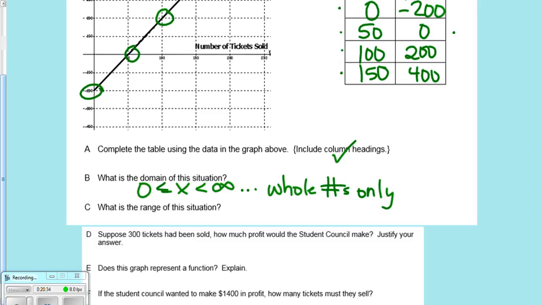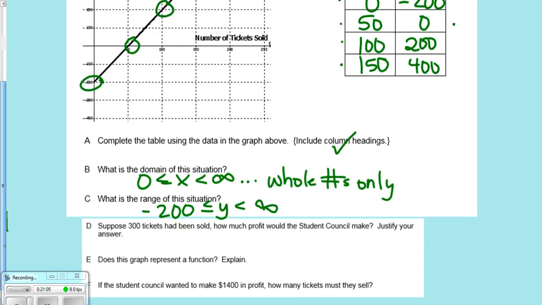Okay, range. This is going to be a similar story, except that we know that when they sell 0 tickets, they're actually starting at negative $200. Okay? So that is going to be my lower end there, and it goes, again, up to infinity. Okay? Now, we don't know exactly the details of this situation, so I'm not going to put whole numbers only, because technically we can have decimal numbers for money, right? You know, $4.50, something like that, although they did tell us it would be $4 per ticket. But I'm just going to leave it like that. I'm not going to put any constraints on that yet.